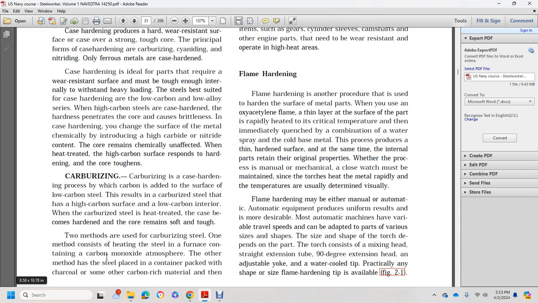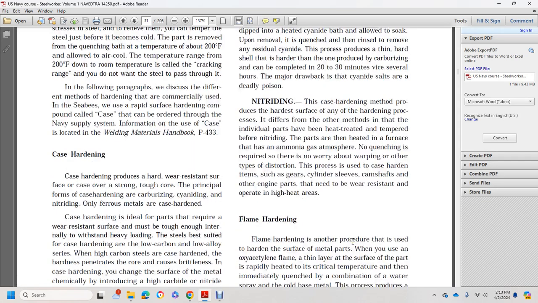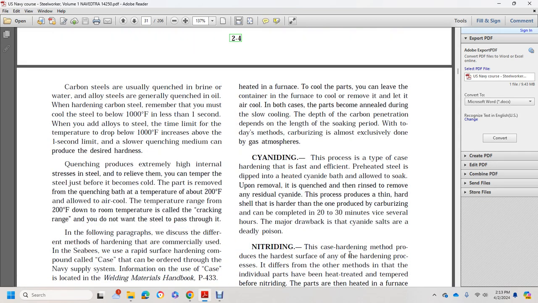Carbonizing, a case hardening process, adds carbon to the surface of low carbon steel. The result is carbonized steel that has a high carbon surface and a low carbon interior. When heat treated, the case becomes hard while the core remains soft and tough. Two methods are used to carbonize steel. One method is heating the steel in a furnace containing a carbon monoxide atmosphere. The other is placing the steel in a container packed with charcoal or some other carbon-rich material, then heating it in the furnace. The parts are allowed to cool in the container in the furnace, or removed and air cooled, with both the case and the core becoming annealed during the slow cooling.